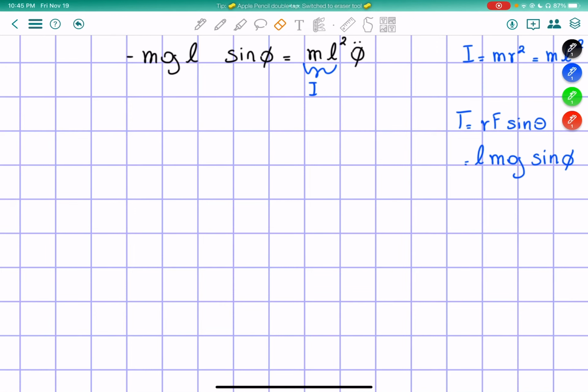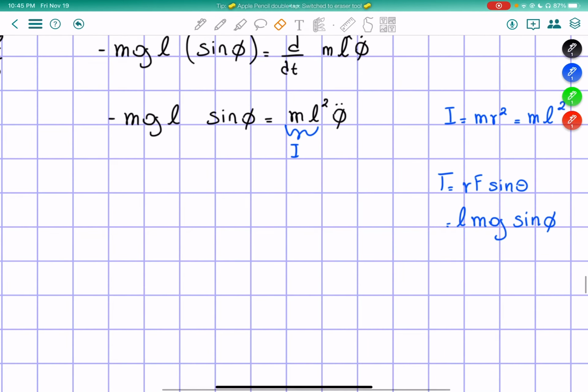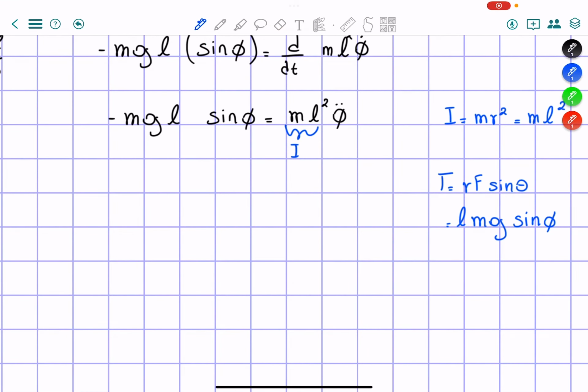So we can rewrite this as torque. This value over here is equal to the moment of inertia, and this value over here instead is the acceleration of the angle. So we can just call it angular acceleration. Let's call it alpha, like the book says. So we're going to have torque is equal to I times alpha.